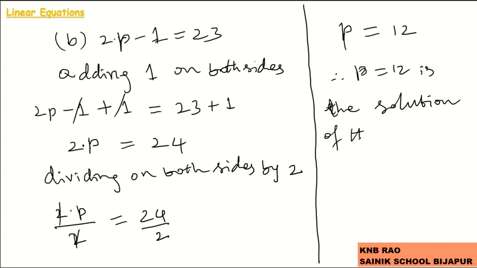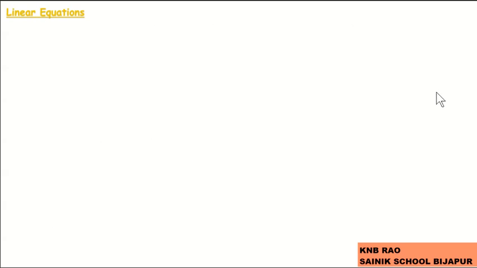of the equation 2p minus 1 equals 23. So, this way we will conclude. Now, students, I gave you some other work. Let us solve. Students, here let us consider the equation 12p minus 5 equals 25.